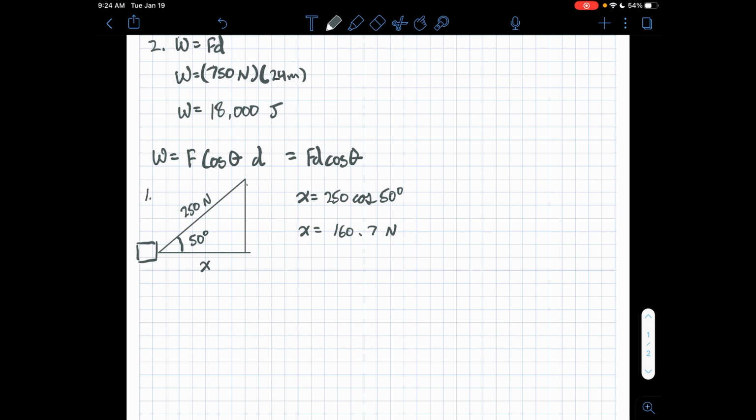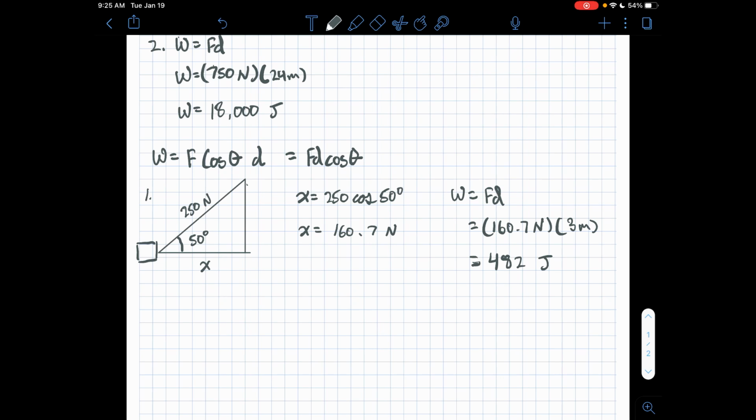Now that you have that, you can calculate the work done. So you have the force and the distance. Work is equal to 160.7 newtons multiplied by a distance of 3 meters, which is equal to a total amount of work done of 482 joules. And that is the amount of work that is being done on the box while it is being pulled by a rope at an angle.